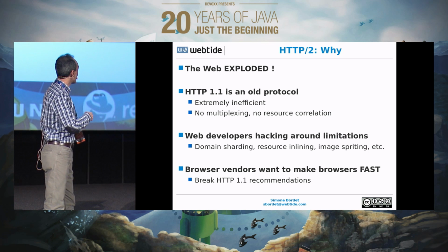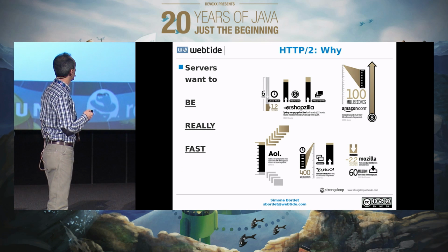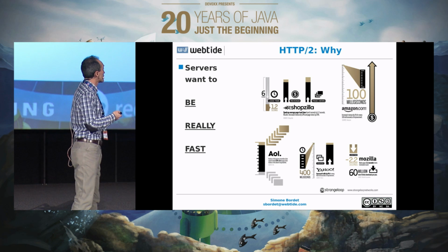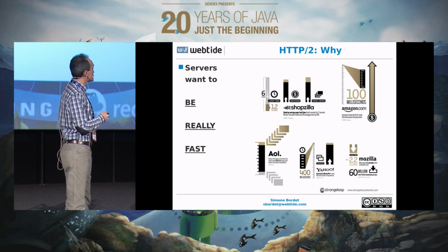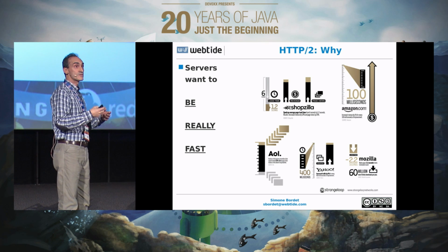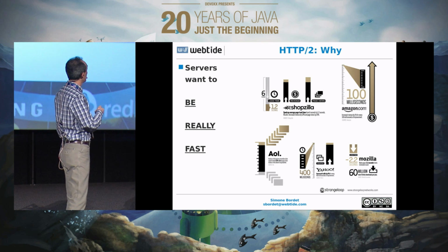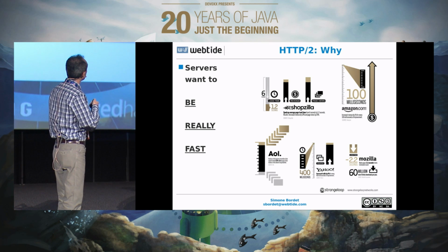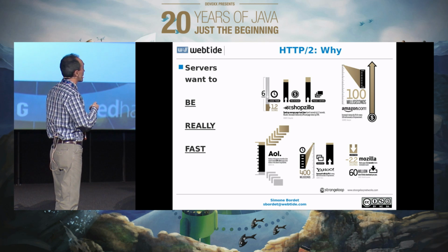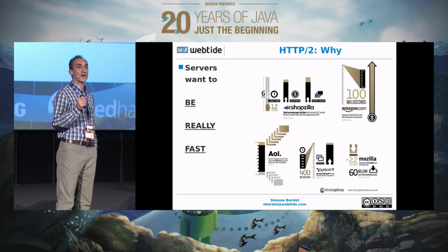But there is another side to this. Not only the clients want to be really fast, but the servers want to be really fast. These are 5 studies that are public and pretty famous. They show how important it is that the server and the clients work together to provide the fastest user experience possible. For example, Shopzilla. They went in page rendering from 6 seconds to 1.2. They increased revenue by 12% and page views by 25%.